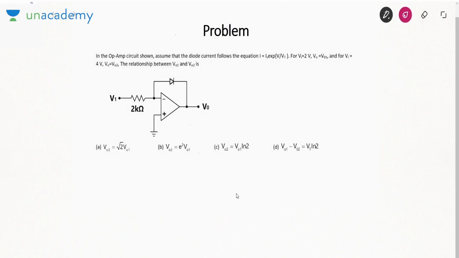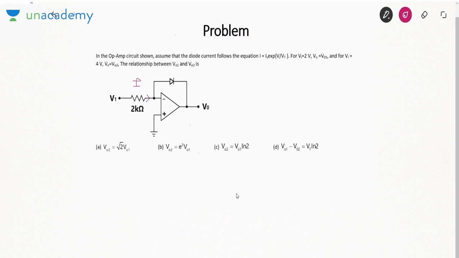Next problem. In the OPAMP circuit shown, assume that the diode current follows the equation Is e to the power V by Vt. Now Vi is 2 volt, V0 is V01; Vi is 4 volt, V0 is V02. We need to find the relationship between V01 and V02. Which amplifier is this? It is your log amplifier.